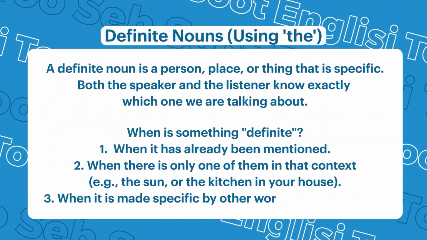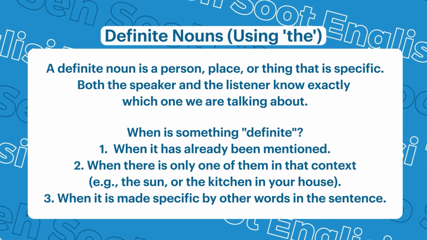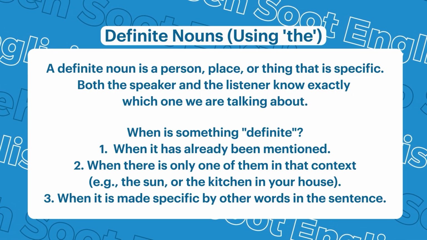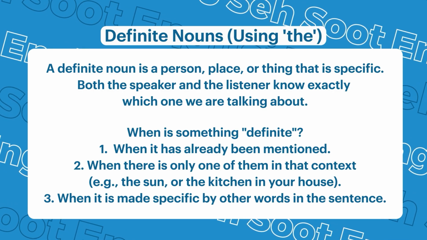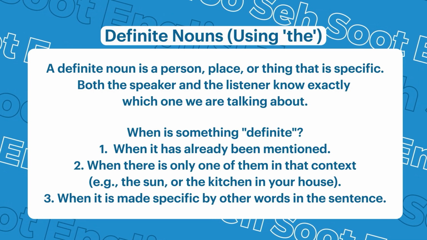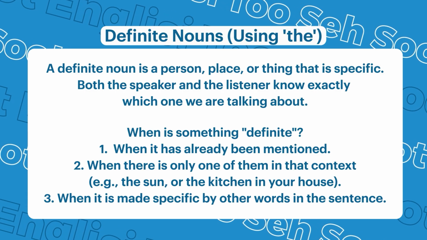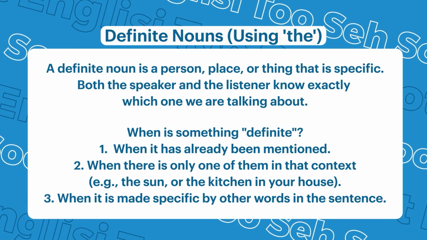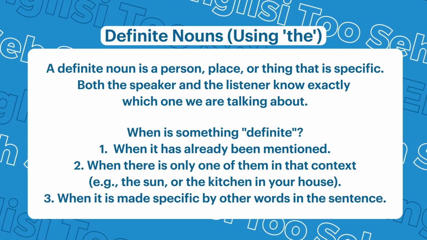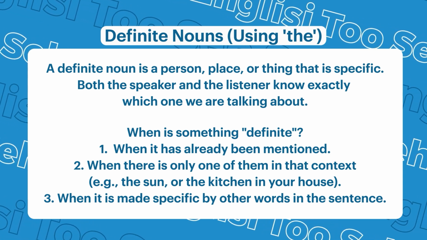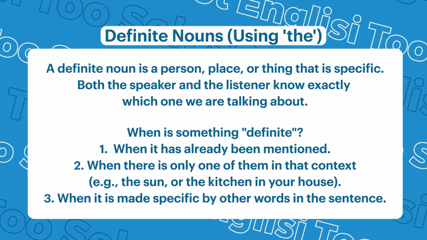Alright, what are definite nouns? For definite nouns, we always use the. A definite noun is a person, place, or thing that is specific. Both the speaker and the listener know exactly which one we are talking about. When is something definite? When it has already been mentioned. When there is only one of them in the context, for example, the sun or the kitchen in your house. When it is made specific by other words in the sentence.